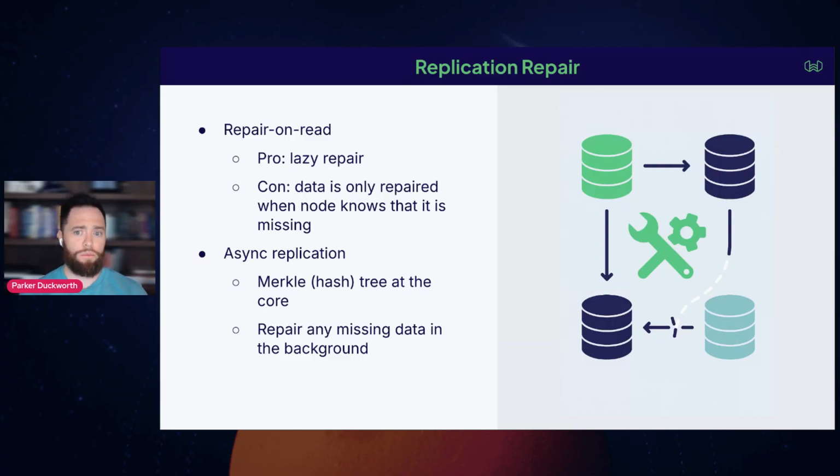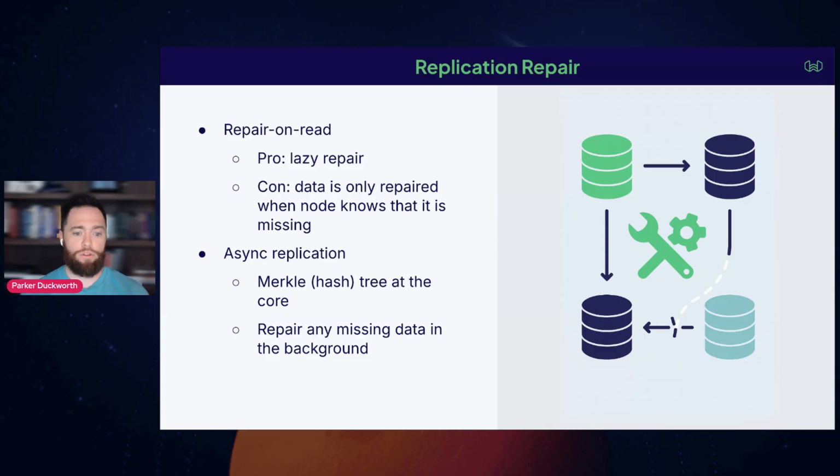So we introduced a couple of different replication repair mechanisms to solve this. Our first step towards this was a repair on read mechanism: when a node determines that it's missing an object based on the responses from other nodes in a cluster, it's able to repair that object on itself. However, the downside to this is that data is really only repaired when the node knows that it's missing the object, and that's not always the case.